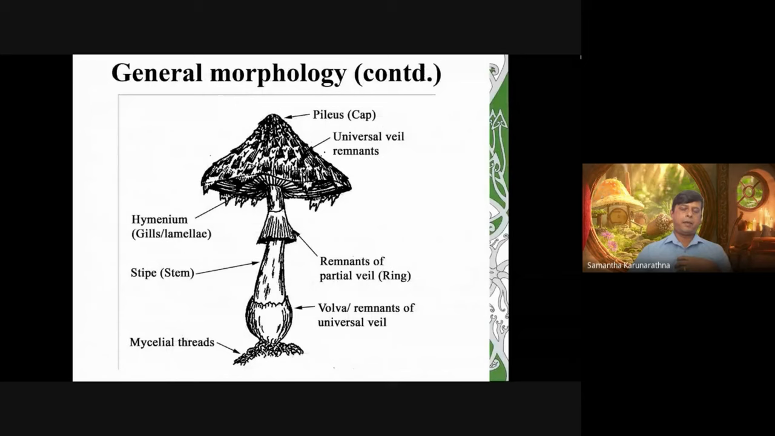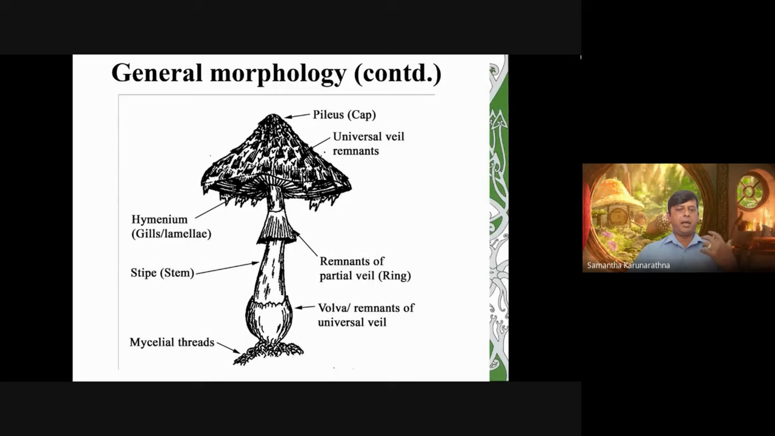So this is a general agaric, how it looks. You can see the upper part, we call the pileus or the cap. The remnants you can see on the cap, we call universal veil remnants. That's what you see in some mushrooms, like scales on the cap. And the hymenium, or we call the gills or lamellae.